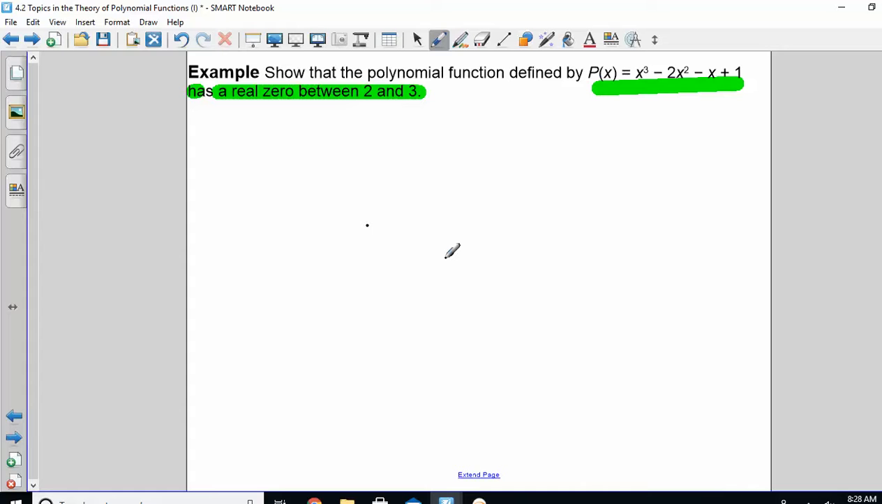What we need to do is find the y values for each of these. So if x is 2, how do I find my y? Plug it in for x. That's all we have to do there. So I'm going to find p of 2. Use your calculator if you need to. I get 8 minus 8... So that equals negative 1.